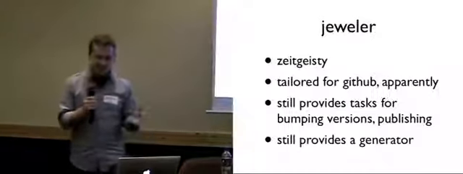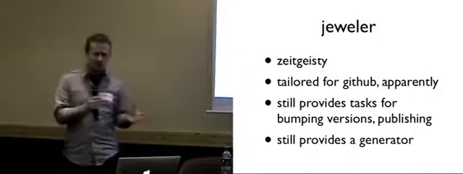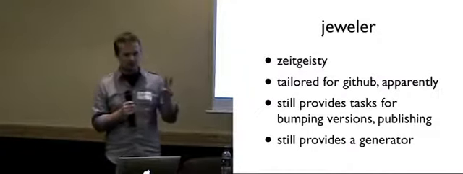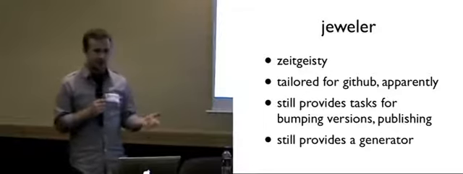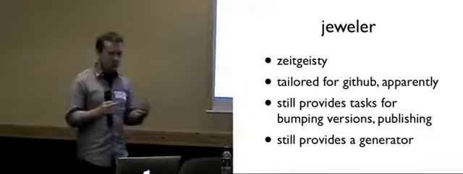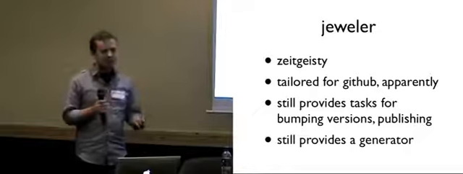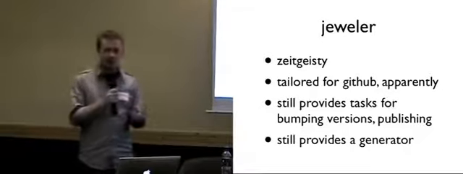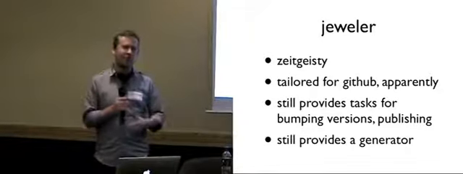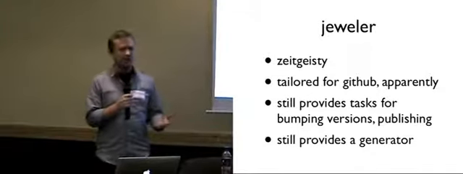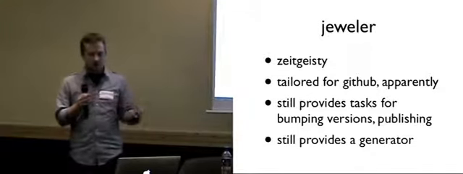So while it's hugely zeitgeisty apparently, and also apparently tailored for GitHub, although I think that just means 2 rake tasks that you could do in a single line in the command line. Anyway, it still provides this generator, and my focus has shifted away from crafting this little 10-line nugget of Ruby into servicing this Swiss Army knife tool, which is just overly capable.